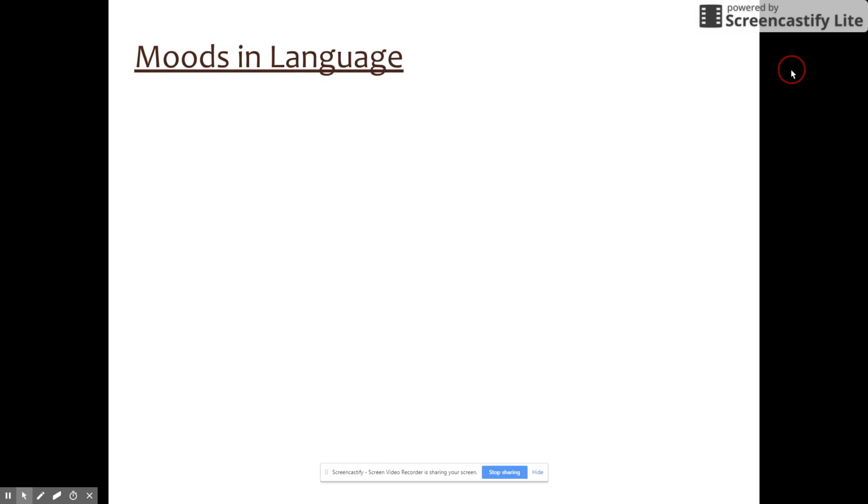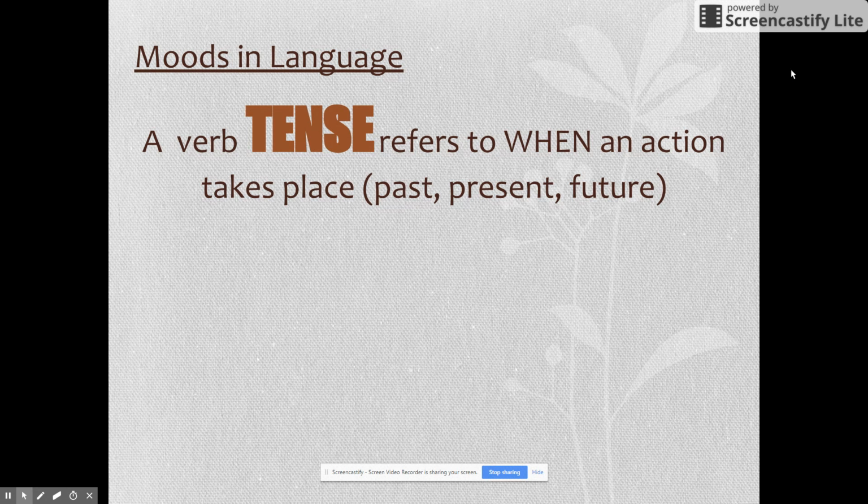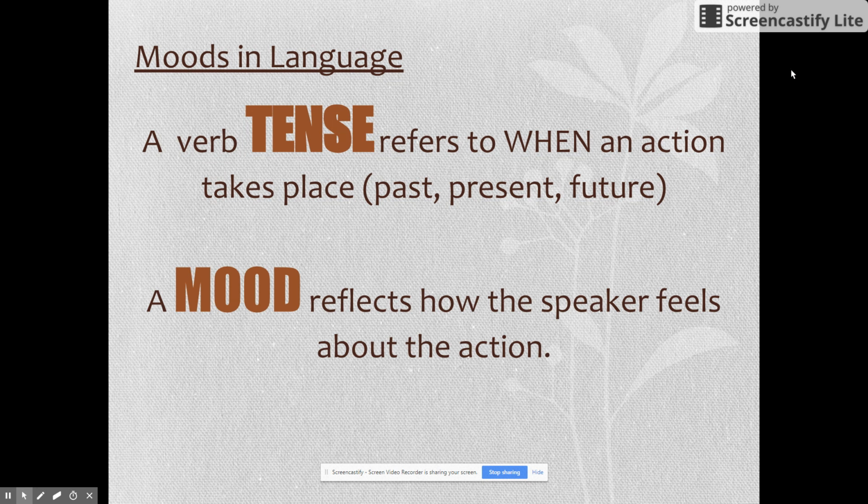So let's start. First, we have moods in language. So that's different than a tense. Let's kind of talk about what the difference is. A verb tense refers to when an action takes place, like past, present, and future. A mood reflects how the speaker feels about the action. I would write these two things down because you need to know that the subjunctive is actually a mood. It is not a tense.